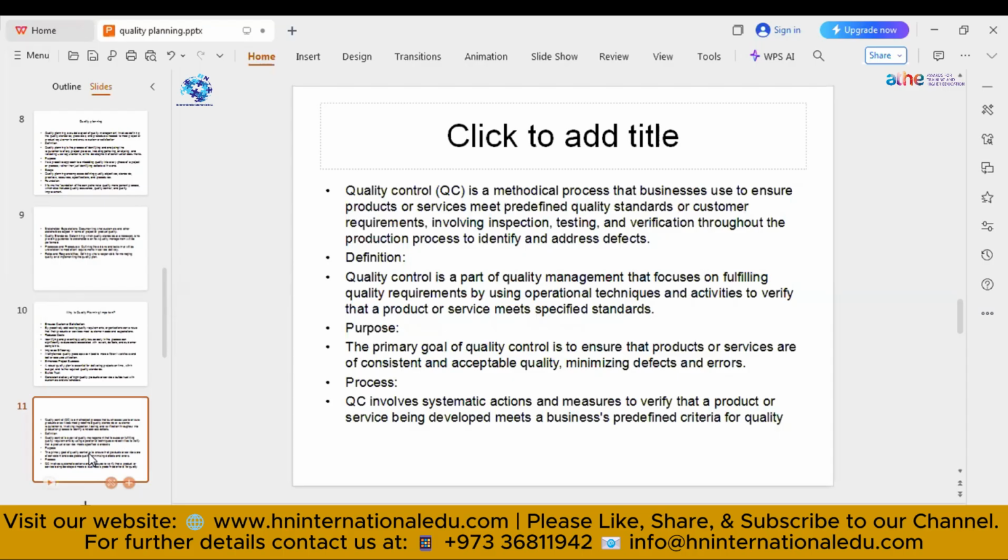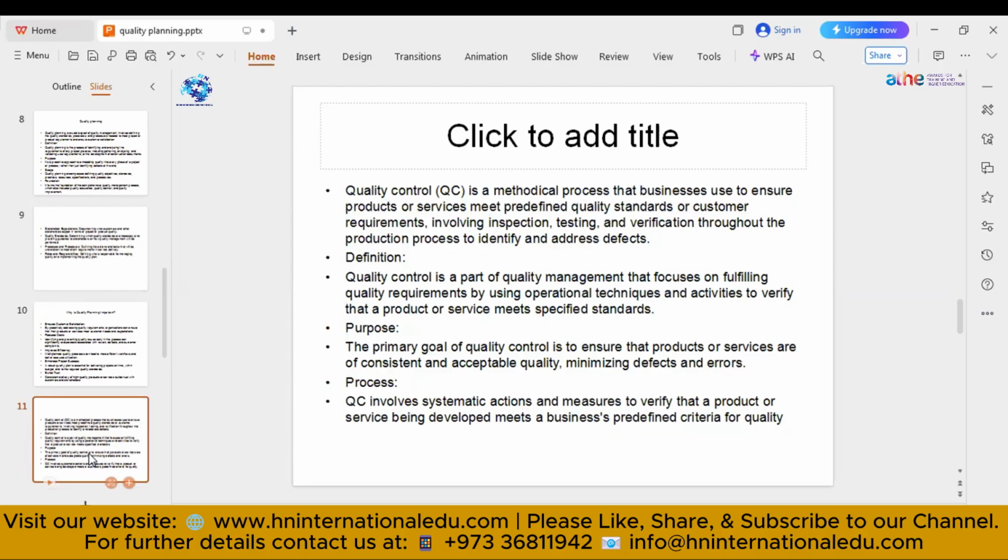When we talk about quality control, we think that there can be mistakes, there can be errors, and we are inspecting it, we are testing it, we are trying to bring it back on the track, and we are addressing these defects. So, this is the quality control. Quality control is a part of quality management that focuses on fulfilling quality requirements by using operational techniques and activities to verify that a product or service meets specific standards. Okay, now why do we conduct this control process? In order to let the product meet the specified standards.